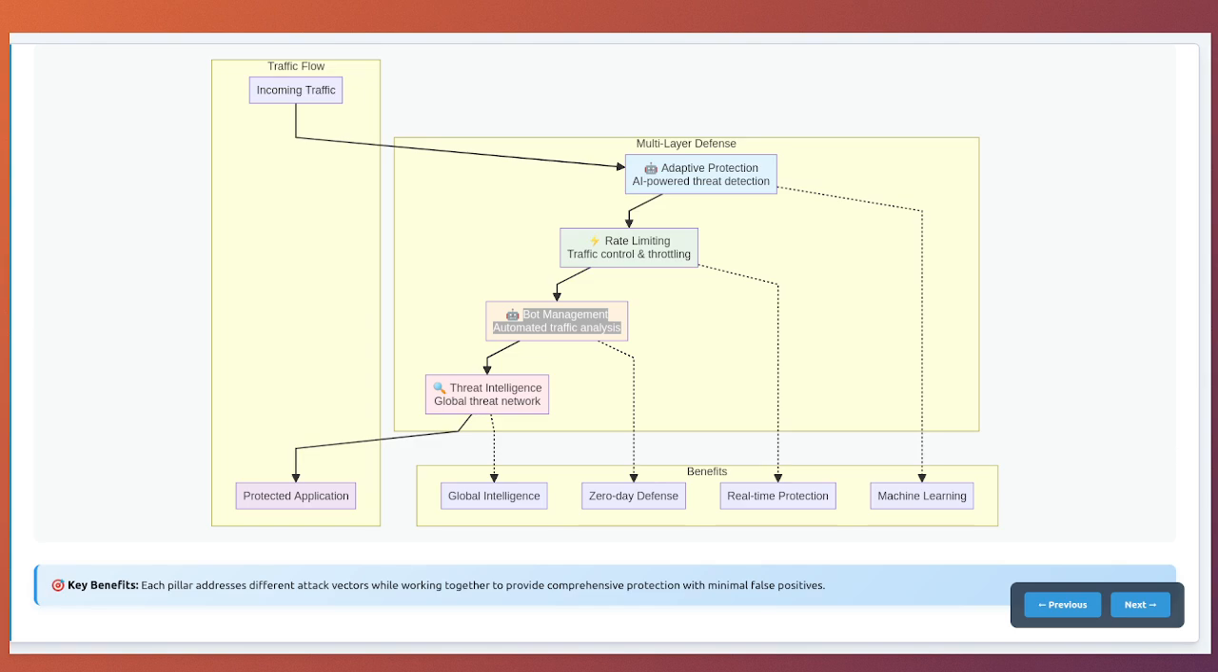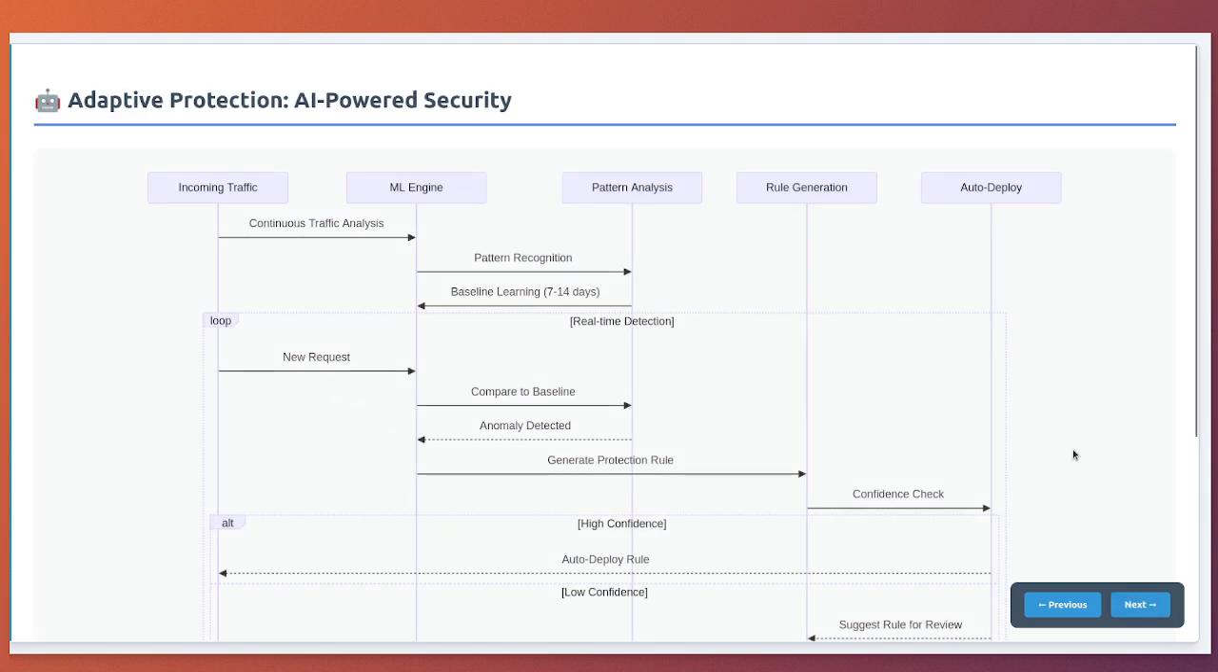Finally, threat intelligence connects your application to Google's global view of the threat landscape. When Google detects a new malware command and control server anywhere in the world, your application automatically starts blocking traffic from it.